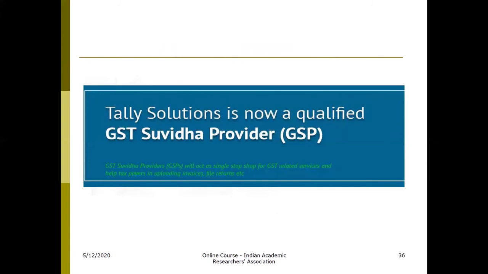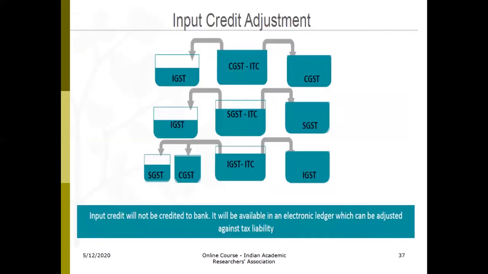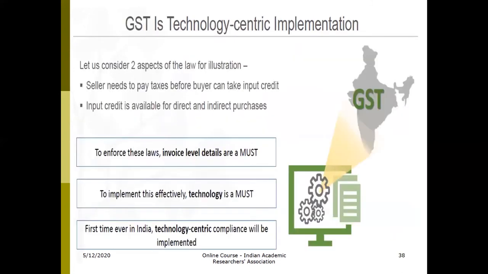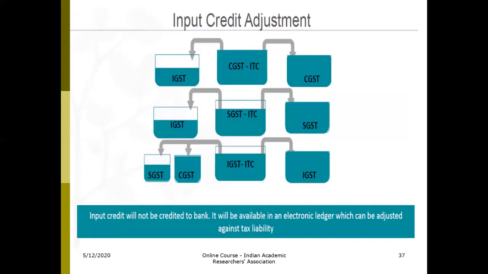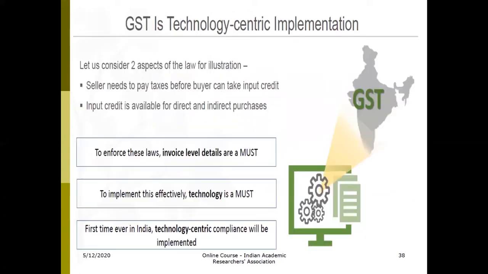And now coming to GST accounting, Tally has provided a solution for a qualified GST Suvidha Provider, that is GSP, and under this there are systems for IGST, CGST, and SGST. Now, input tax credit will not be credited to the bank. This is the important point. It will be available in an electronic ledger, which can be adjusted against tax liability. So, this is the GST technology-centric solution.